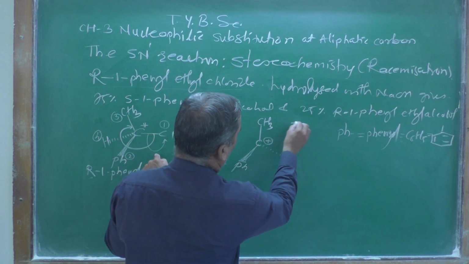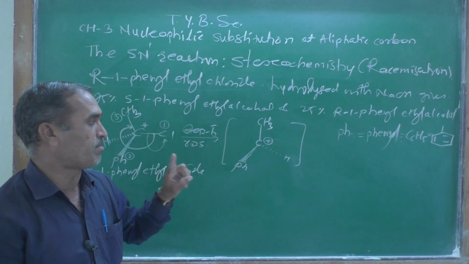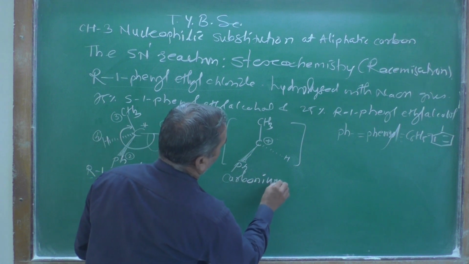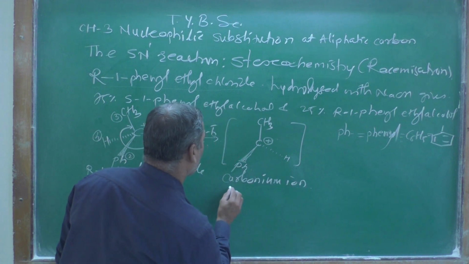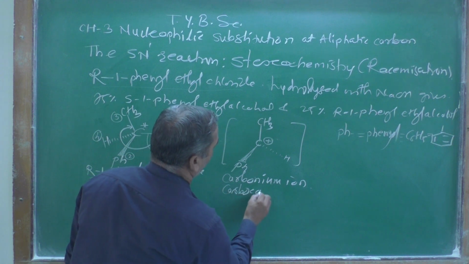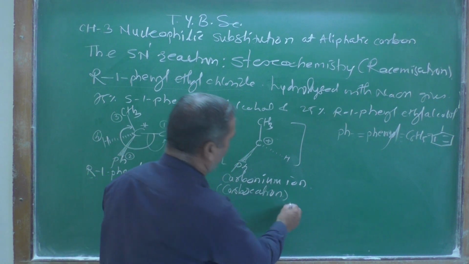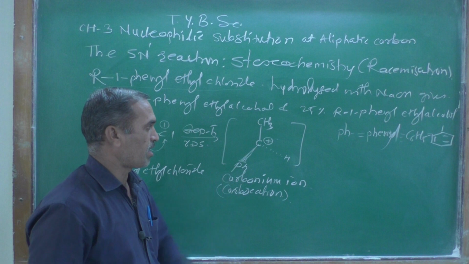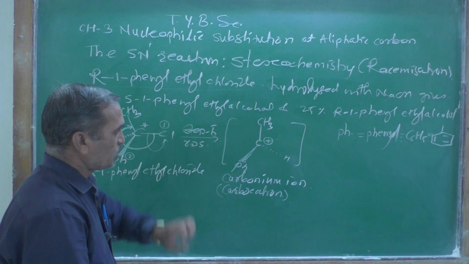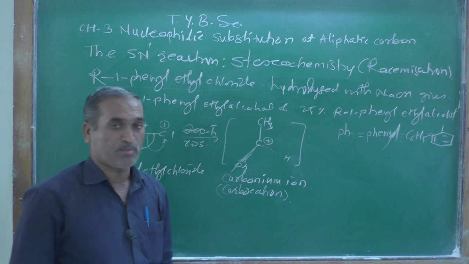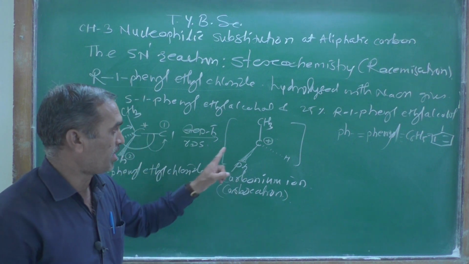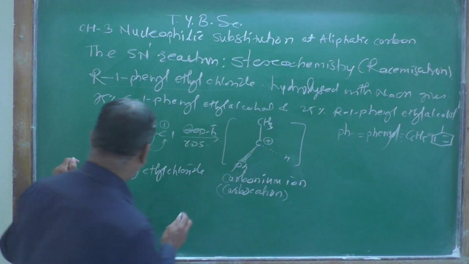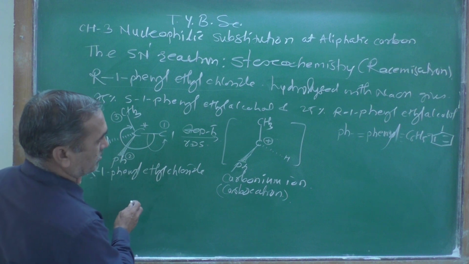Now the intermediate is formed as a carbonium ion, and this is called a carbonium ion, or it is termed a carbocation. The organic species carrying positive charge is known as a carbocation or carbonium ion. Now look, when it attains this, this carbocation is very stable in nature. Look, there is a phenyl group. Let me show you here how it is stabilized.